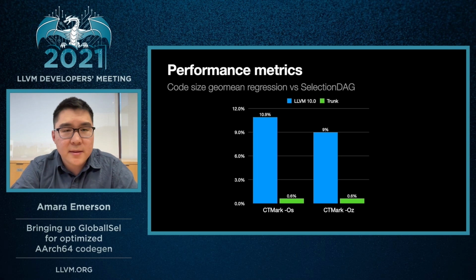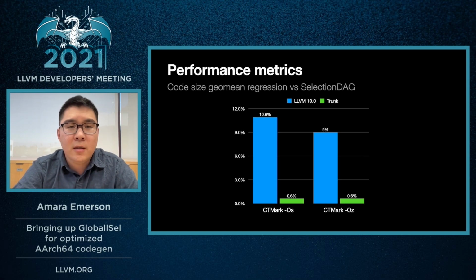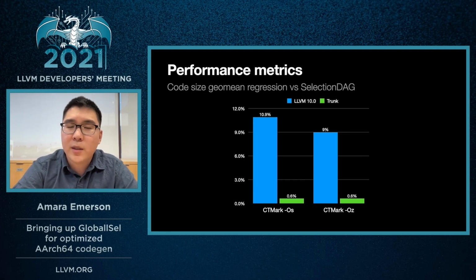Now let's look at code size. Again, comparing to LLVM 10, we initially started off with a very large regression, a geomean of 9 to 10% on both Os and Oz. And we've brought those numbers down again to less than 1%, at 0.6% geomean regression each. And we have work to do here still.